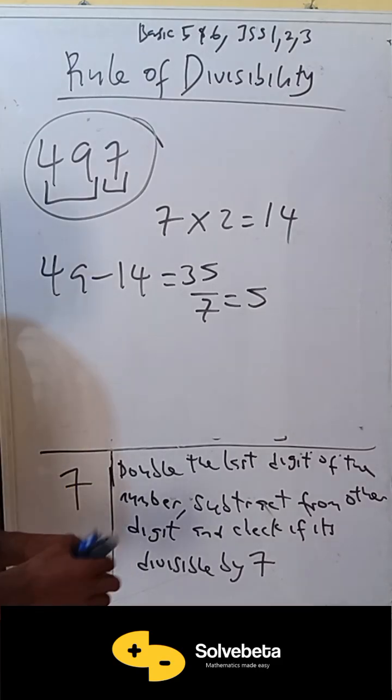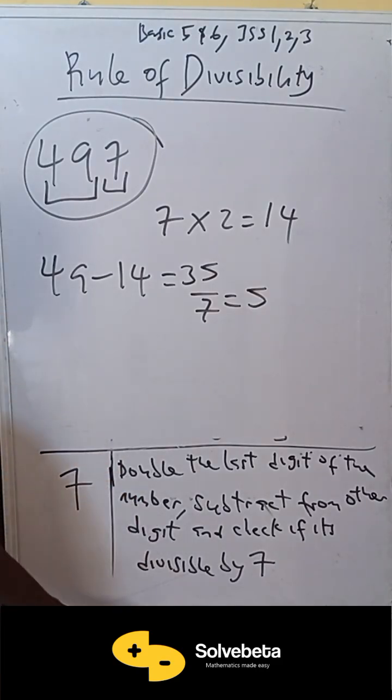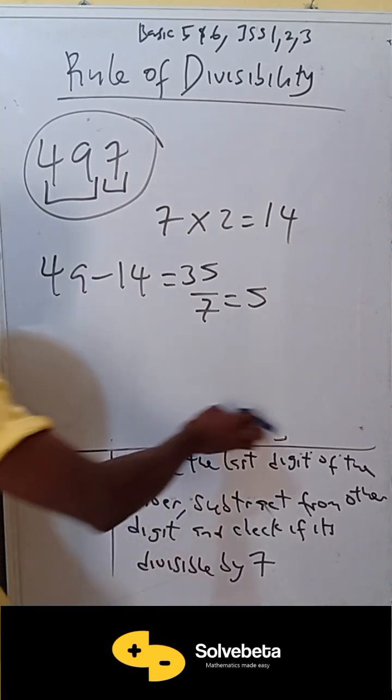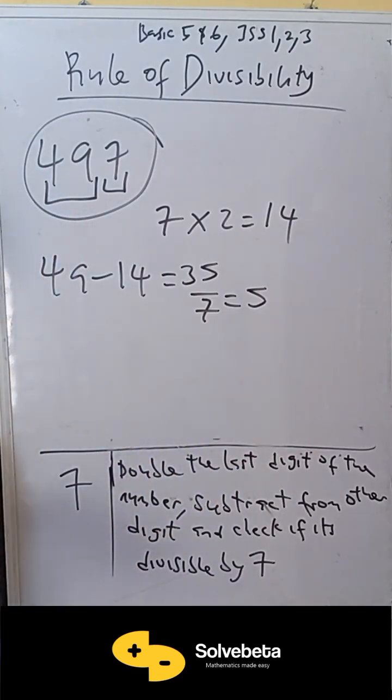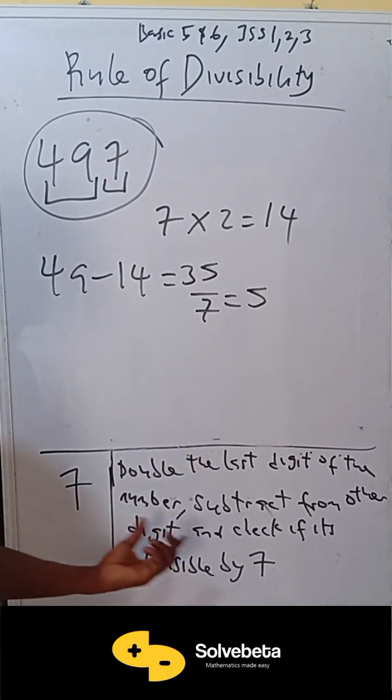This first method is long, but it is the best we've got, and it was even discovered recently by a student, I think a high school student. So you are challenged to take this up and see how you can easily know if a number can be divided by 7, and it will be credited to you.